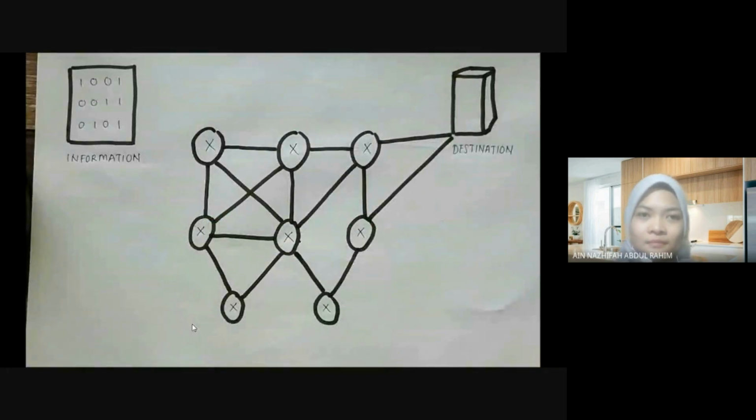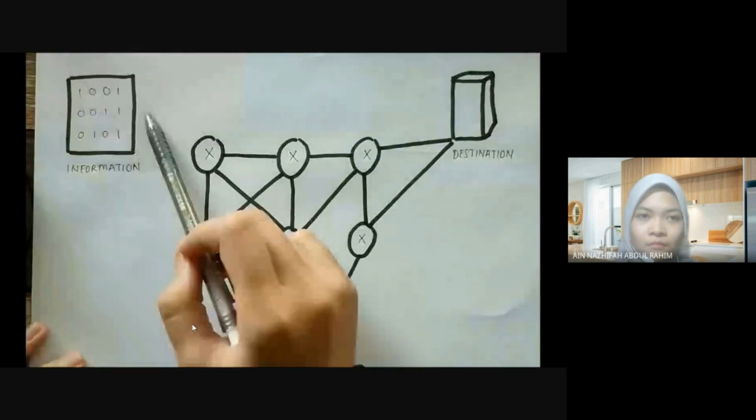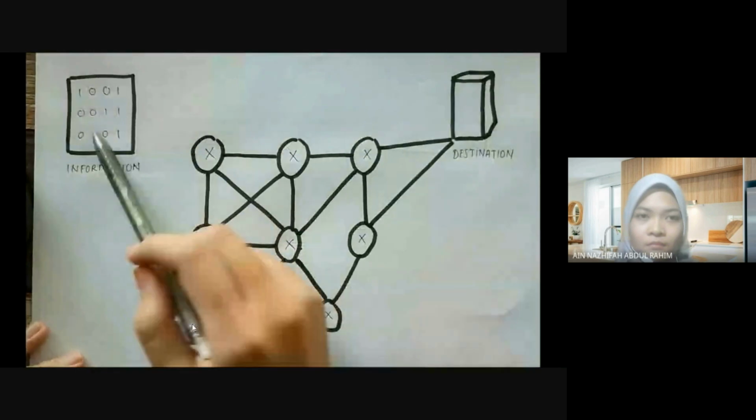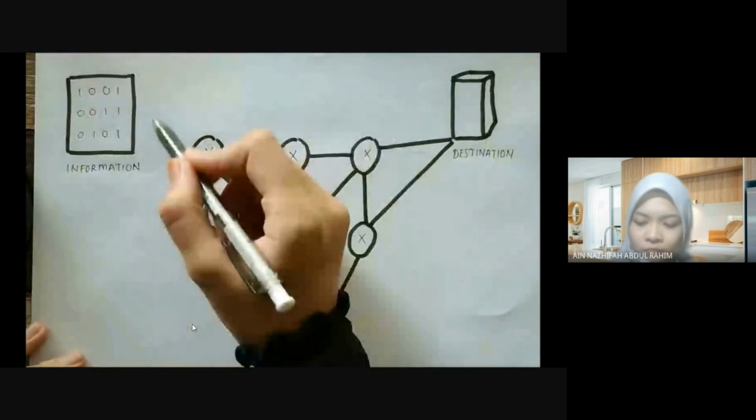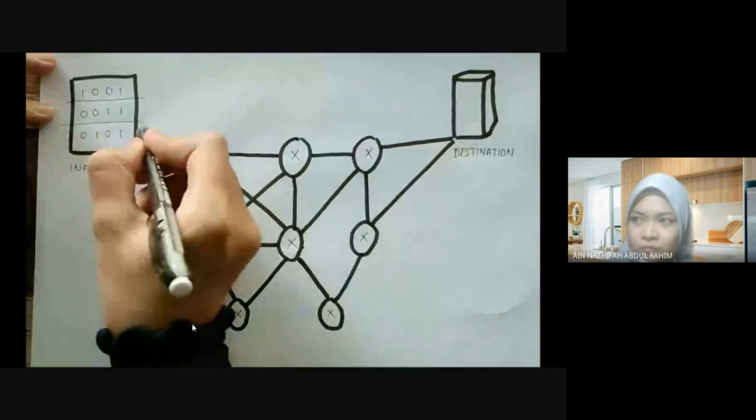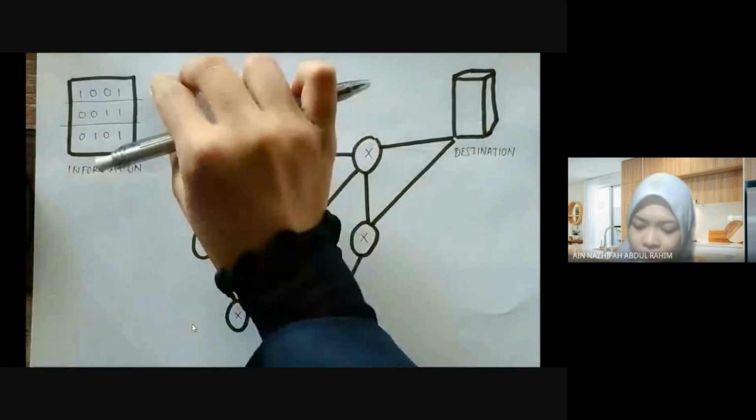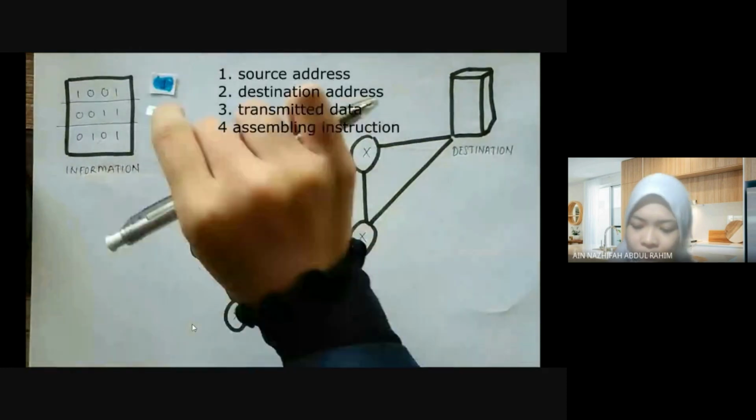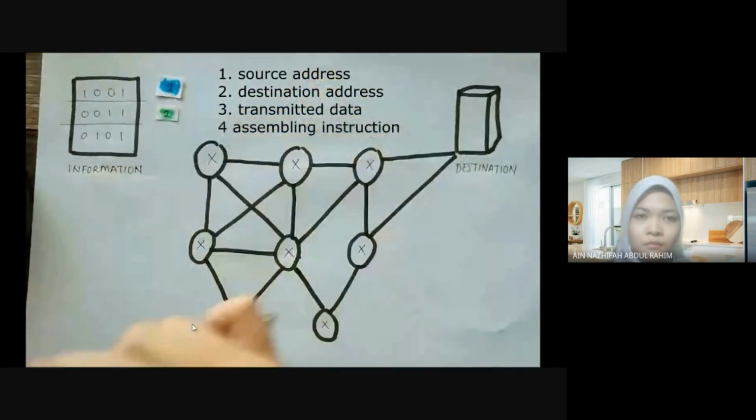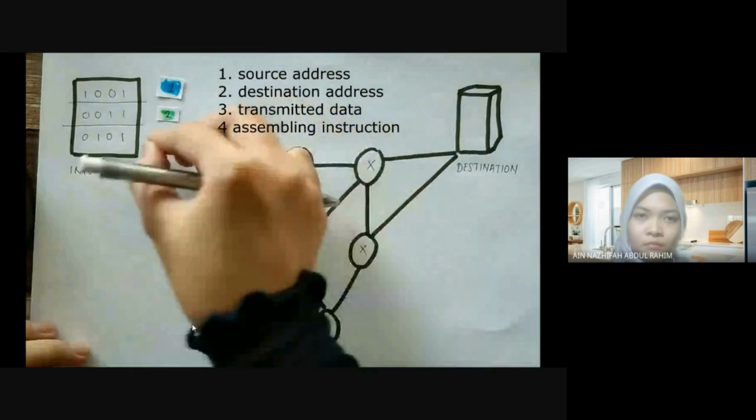Now I will teach. Did you know that computers only read information in binary digits, or what we call bytes? Here is my information that will be sent to your computer. Firstly, my information cannot fit in one data packet, so it will be chunked into several data packets. Here we have 3 data packets, and each of them contains the source address, destination address, the data that has been transmitted, and assembling instructions.